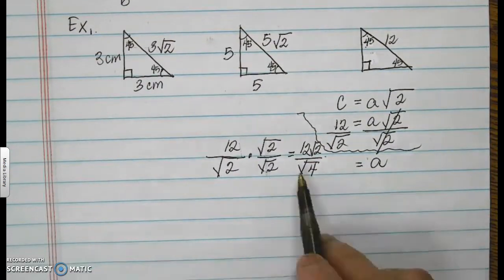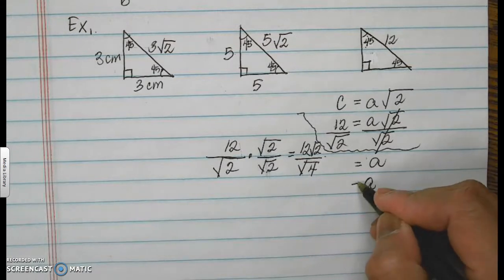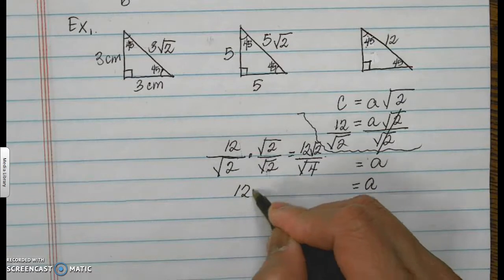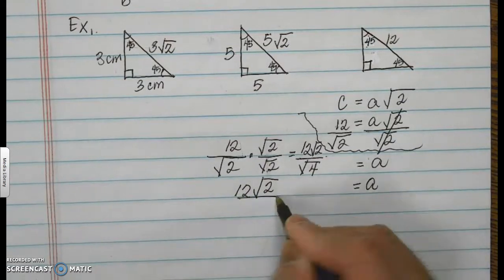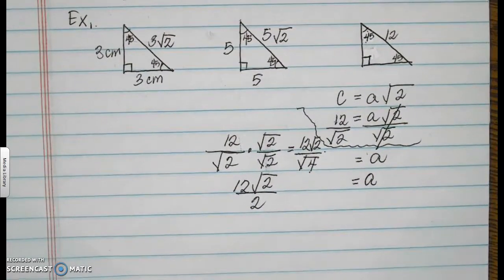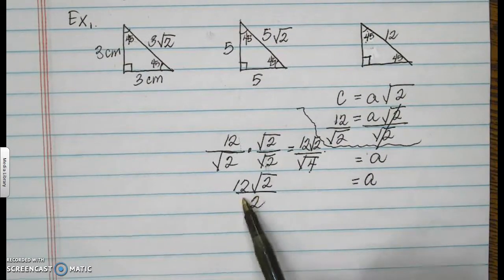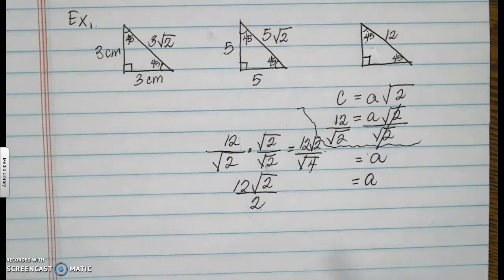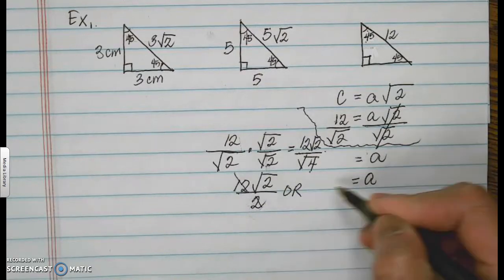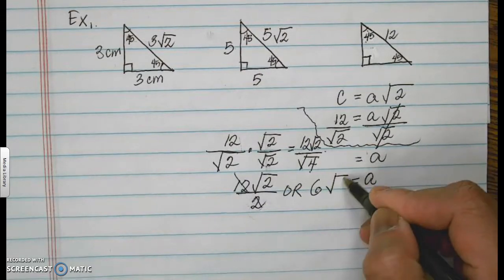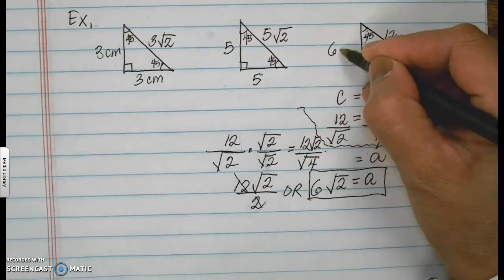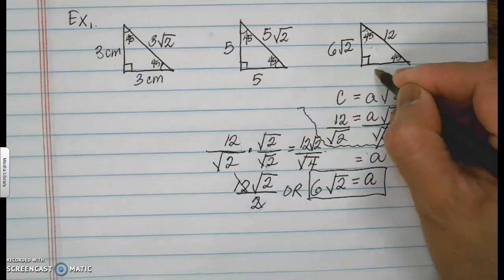Okay. So now your A is going to become 12 square root of 2 over square root of 4, which is 2. Okay. So because of that, as you can see, I was able to remove the denominator of square root of 2, and this cancels out. And your final answer is 6 square root of 2. That is the value of A, and that is the value of B.